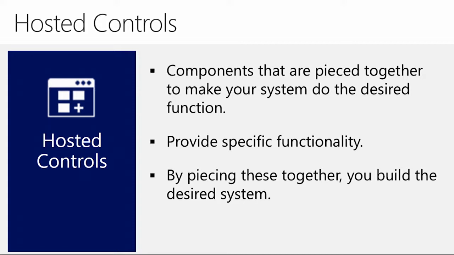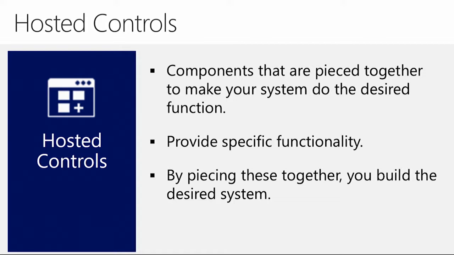So from a hosted control standpoint, these are the individual components that you are going to piece together to make your desired functionality. Think of your hosted controls almost like Legos. These are the items that you're going to piece together, and depending upon how you piece them together, you're going to build different functionality inside the application. These are the things that are going to allow you to open up Dynamics 365 records in the application. These are the items that are going to allow you to open up a third-party custom hosted application, open up a web page, open up the debugger.